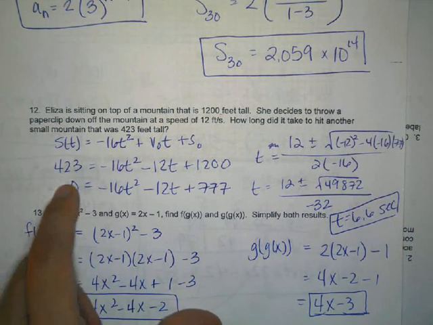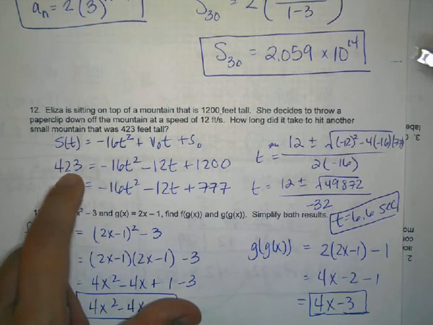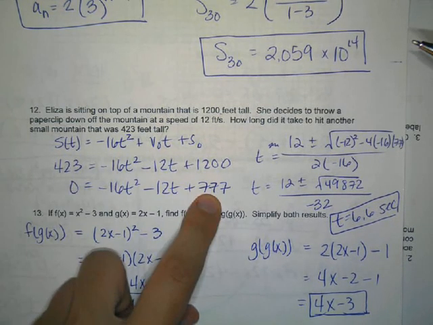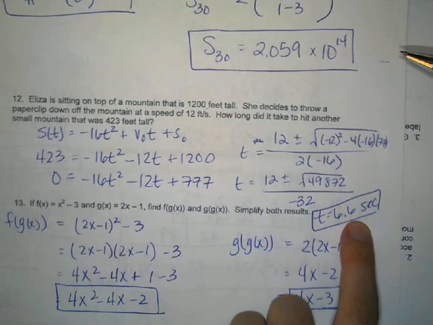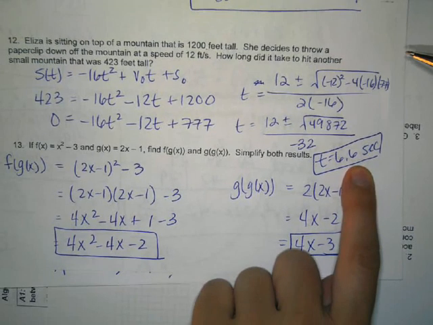Then to solve this, I'm going to use the quadratic formula, but I first have to move the 423 over, and then plug in a, b, and c into the quadratic formula, and you end up getting 6.6 as the answer. That makes sense there.